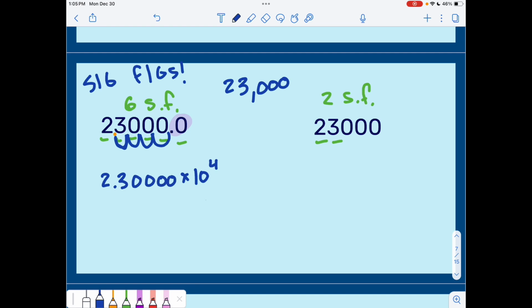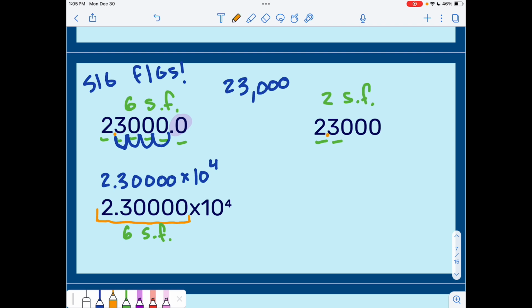That is the scientific notation of this number, and that is because of the amount of Sig Figs that they have. So here, if you look at the amount of Sig Figs in this, you will also see that it's 6 significant figures, which is super important. Okay, let's do the next example.